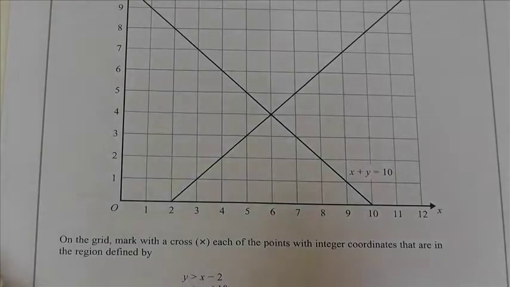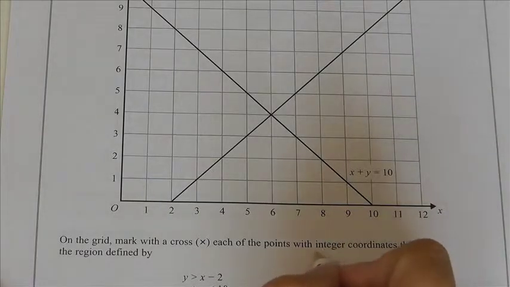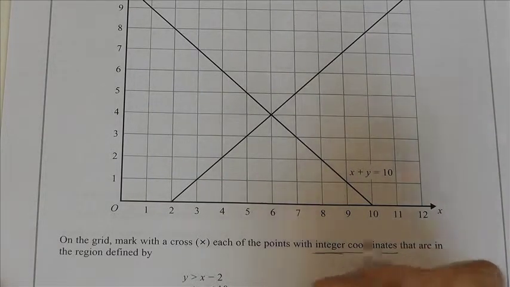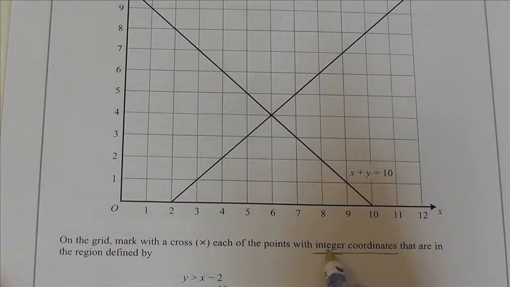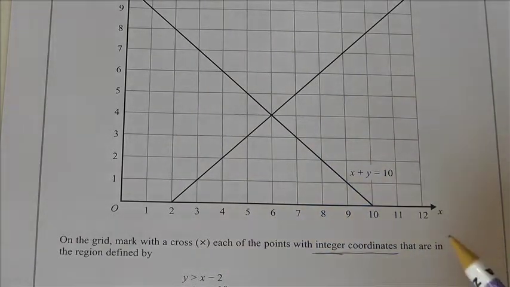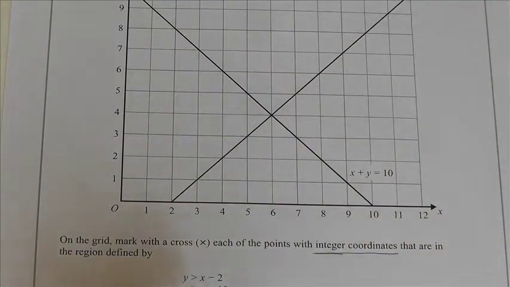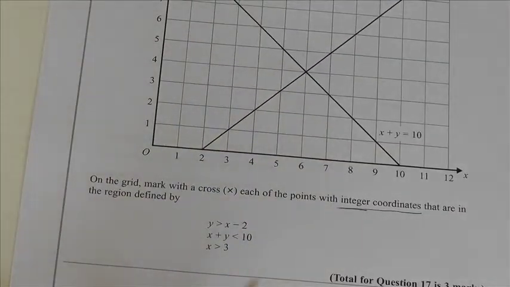Okay, this question is about regions and it talks about integer coordinates. An integer is a whole number, positive or negative, including 0. So it's any coordinates that lie within this region. Now, because all of the regions defined are either greater than or less than, none of the points are going to lie on these lines.